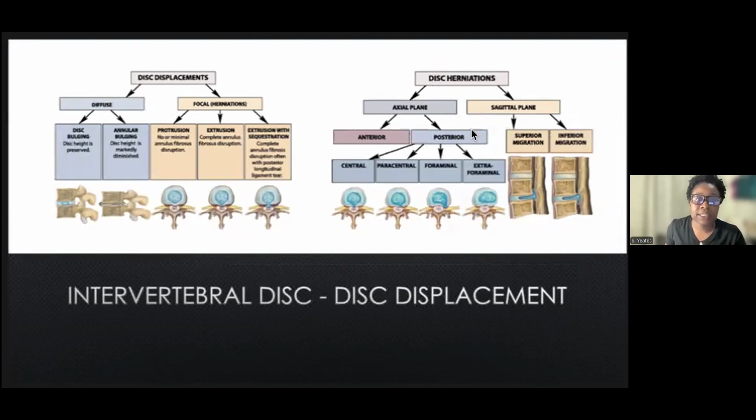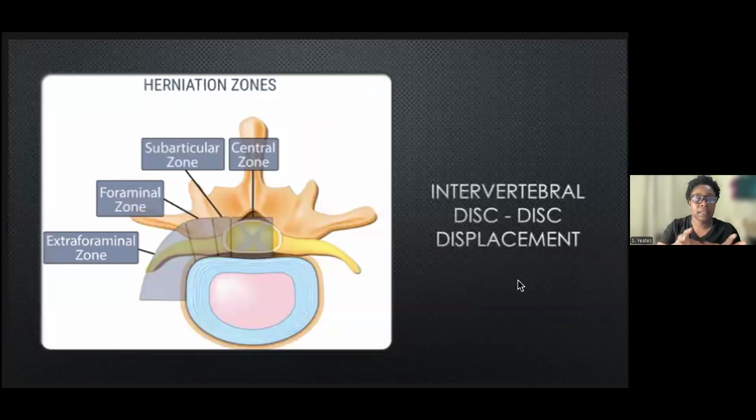With the disc herniations, they can either be on an axial plane or sagittal plane. If it's on an axial plane, and even though axial divides into superior and inferior, the images we're looking at would let us know if it's anterior or posterior. If it's posterior, it can either be central, paracentral, foraminal, or extraforaminal. If we're looking at the sagittal plane, which usually divides the image into the left or the right, it can be either superior migration or inferior migration. This is just another image to show the different herniation zones. The paracentral zone can also be called the subarticular zone.